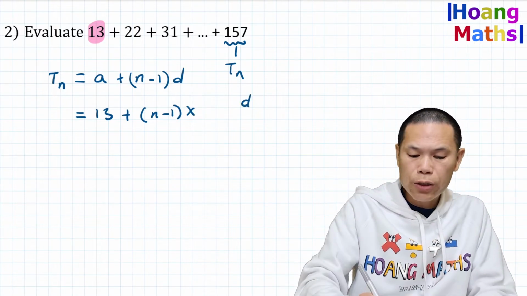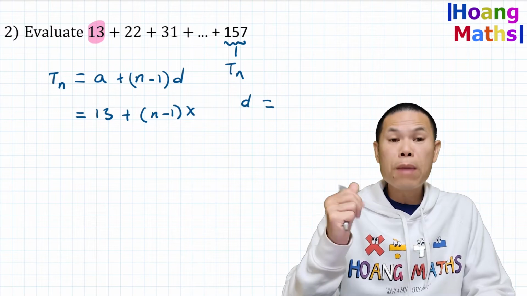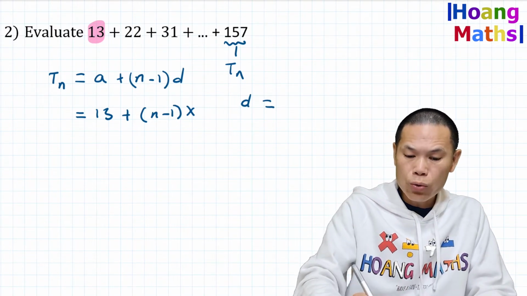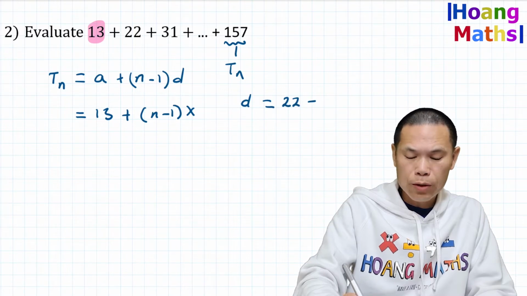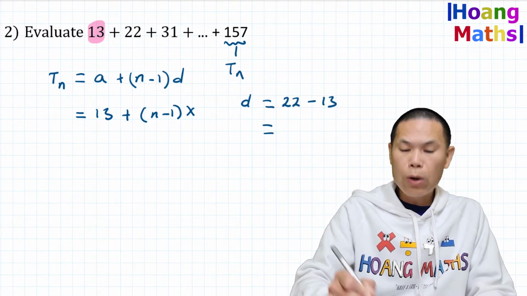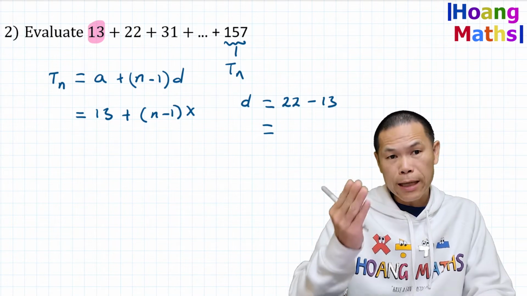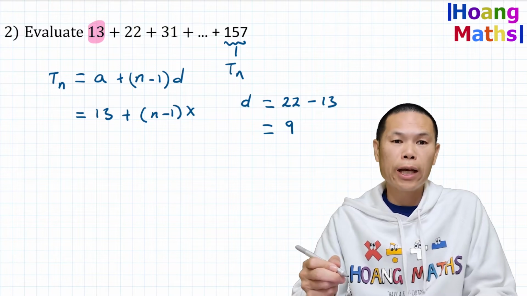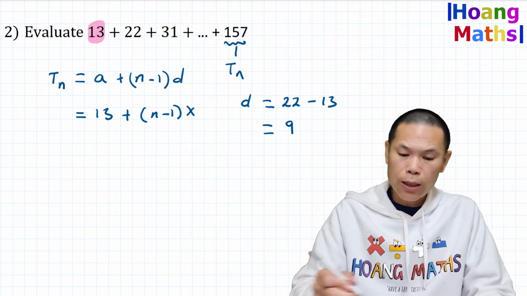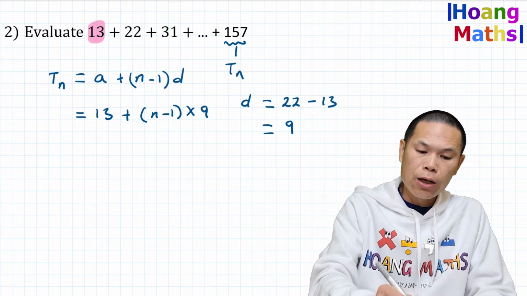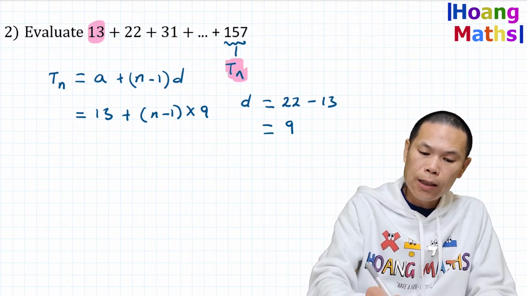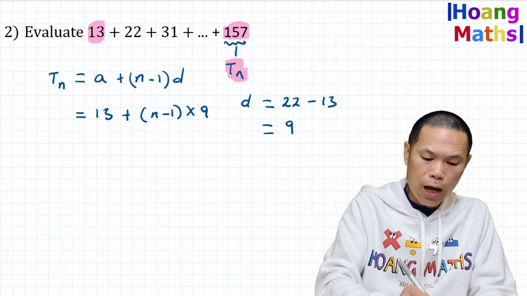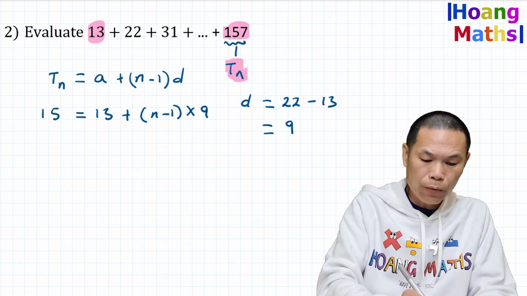The common difference is either term 3 minus term 2 or term 2 minus term 1. I'll just use term 2 minus term 1. So we got 22 minus 13, which is 9. Otherwise, you can just put that on a calculator. So the common difference is 9. I times 9, and we know that Tn is 157, so I just replace Tn with 157.